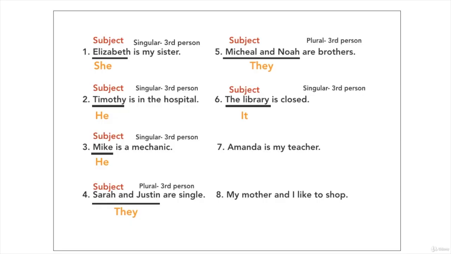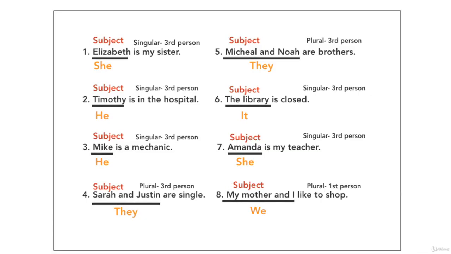Number 7. Amanda is my teacher. Amanda is the subject. It is singular, a woman, third person, she. Number 8. My mother and I like to shop. My mother and I are the subjects. It is plural, two people, first person, because there is an I, we.